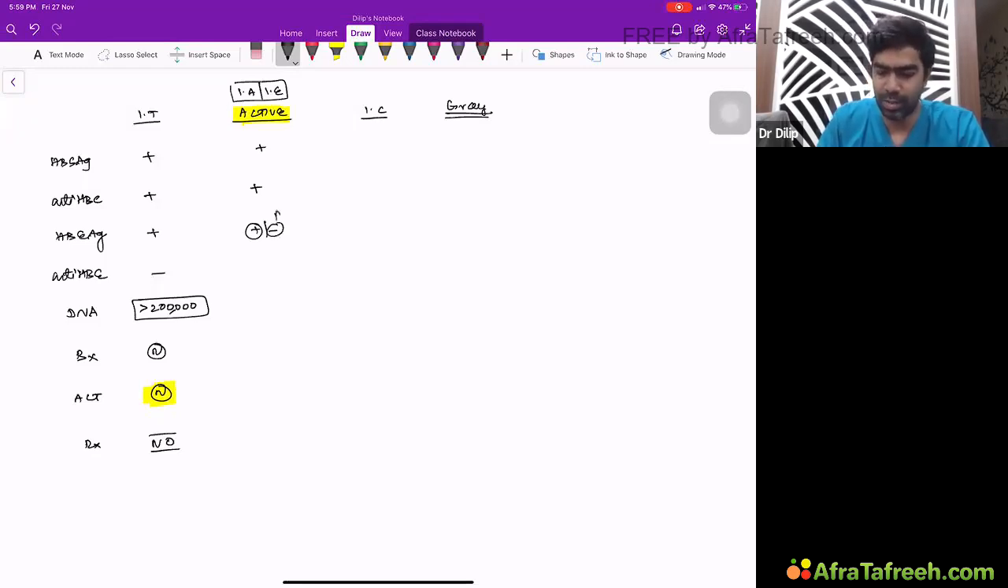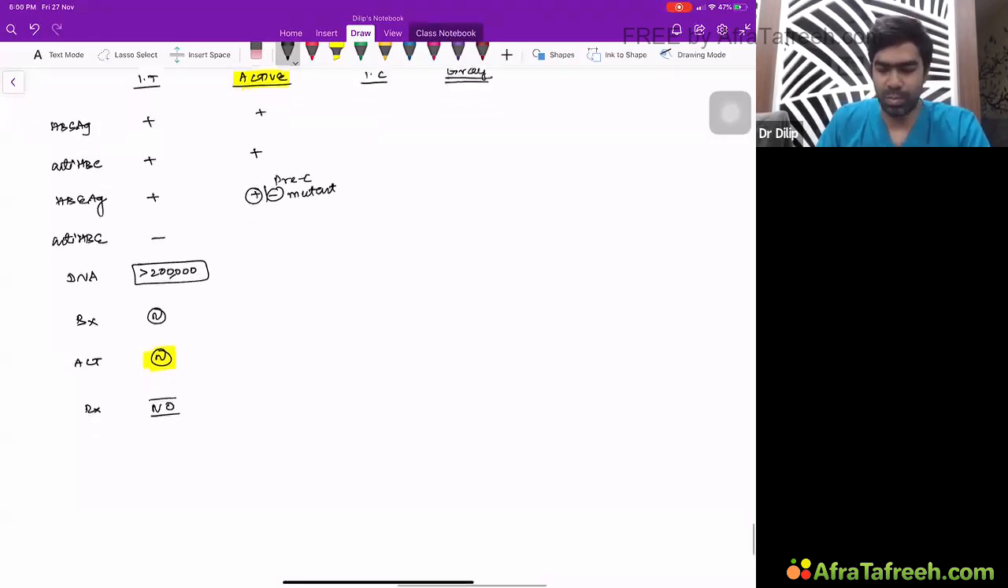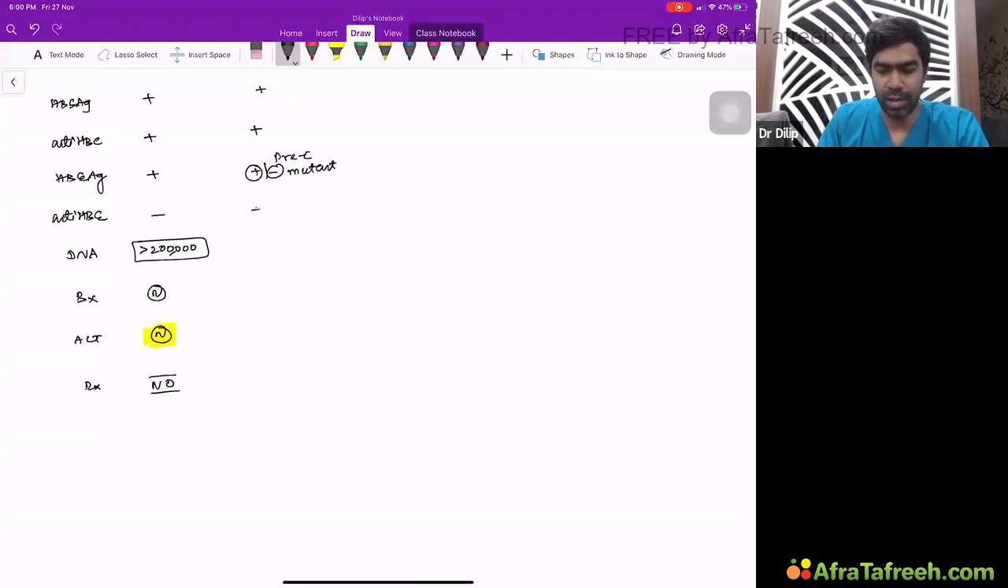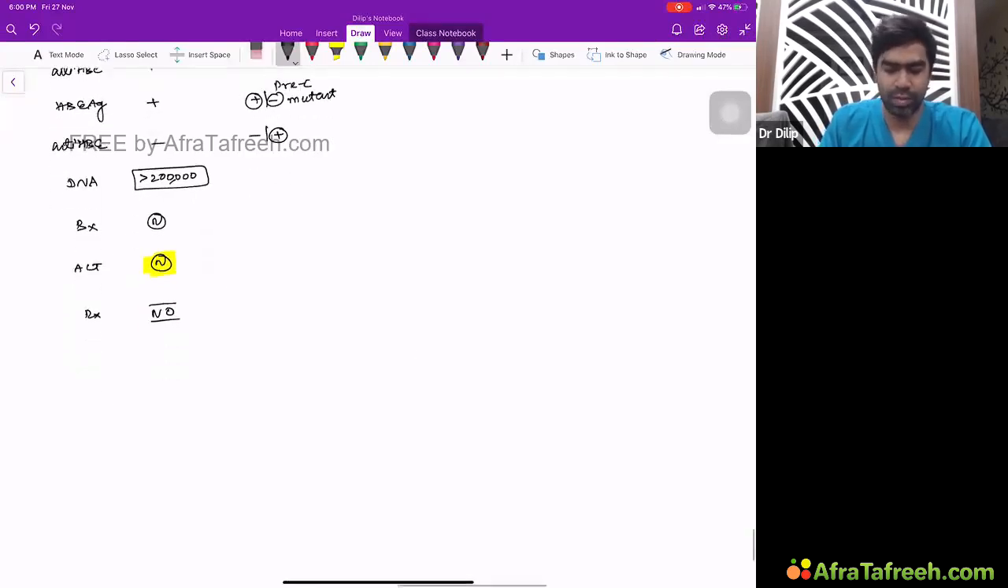Nevertheless, E antigen can be positive or negative. If it is negative, I will be thinking about a pre-core mutant. If it is positive, it's positive. That's all. Anti-HBe can be positive or negative. Usually, initially it will be negative. Later on, it will become positive. In pre-core mutants, it will be positive only. It can be negative or positive, doesn't matter.